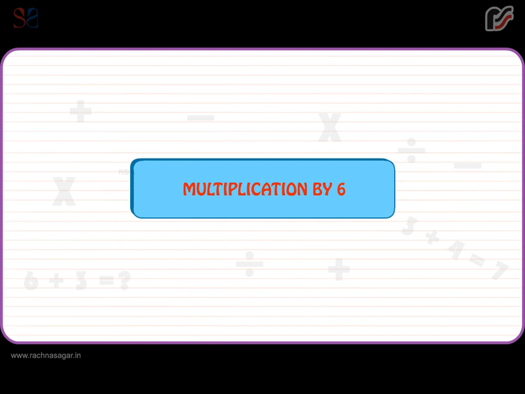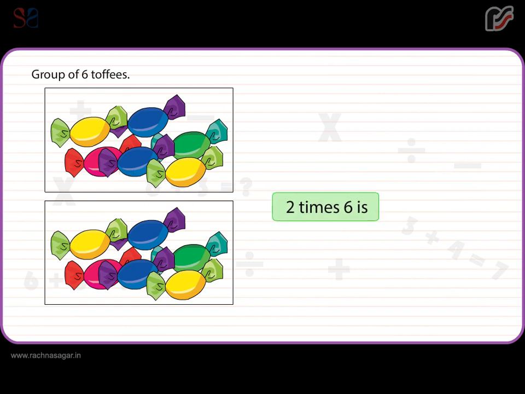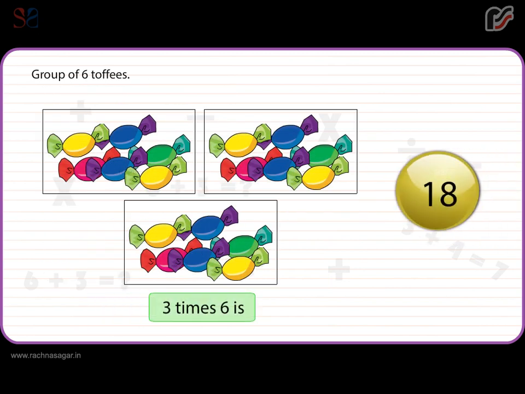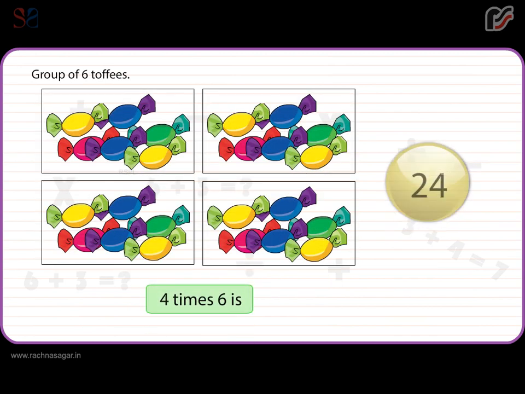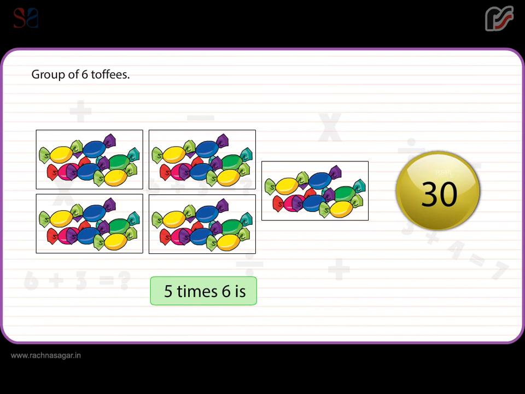Multiplication by 6. 1 times 6 is 6. 2 times 6 is 12. 3 times 6 is 18. 4 times 6 is 24. 5 times 6 is 30.